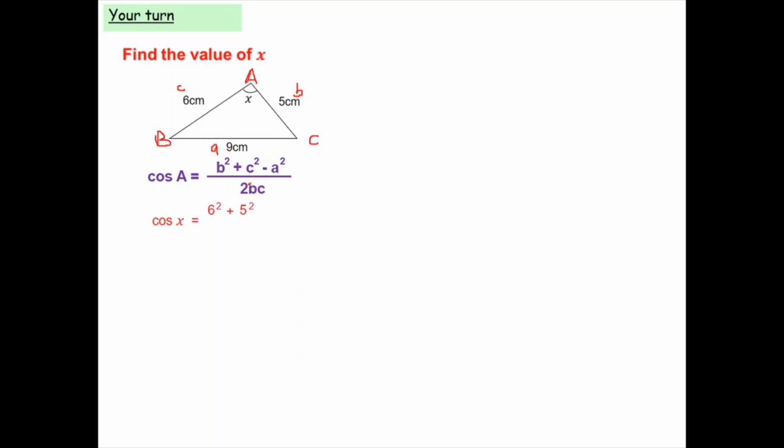So 6 squared plus 5 squared take away 9 squared, all divided by 2 times 6 times 5, gives me minus 20 over 60. Yes, you can have a negative number. When I put that in my calculator and press cos to the minus 1 of that, my answer comes out as 110 degrees to 3 significant figures. Again, it doesn't tell you what to round it to, so 3 significant figures is fine.